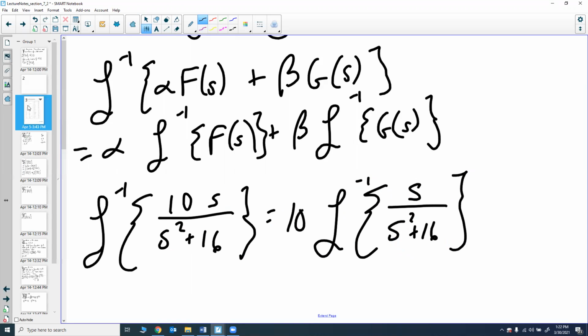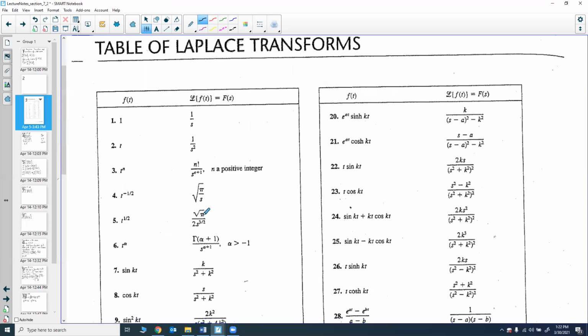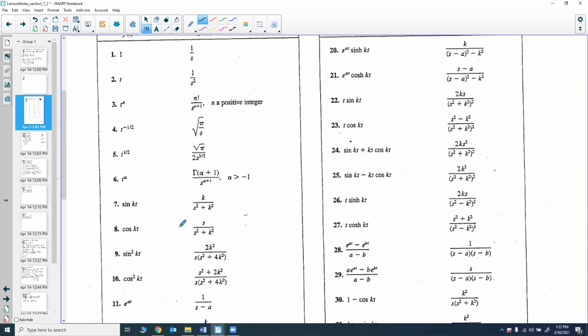So now I go look at my table again. I'm looking through this table and I'm looking for s over s squared plus 16 or something like that. And I happen to notice right here that I have an s over s squared plus k squared. All I've got to do is figure out what my k is, and then I see that that's the cosine of kt.